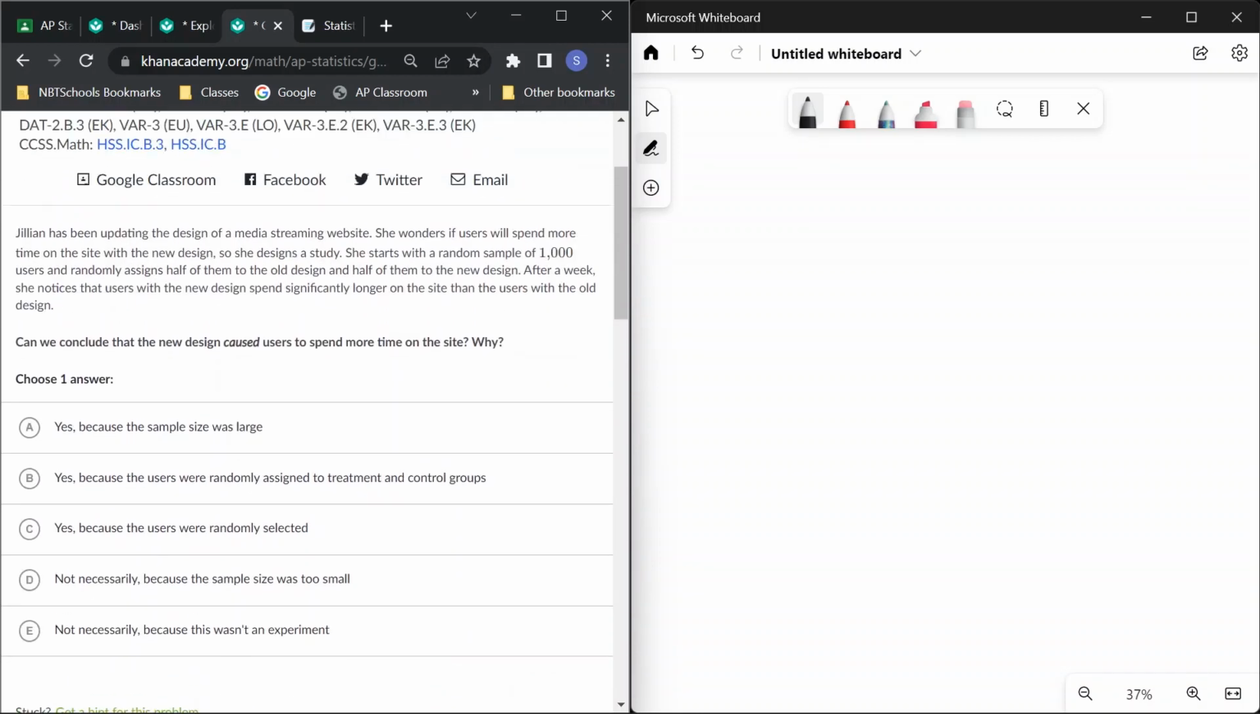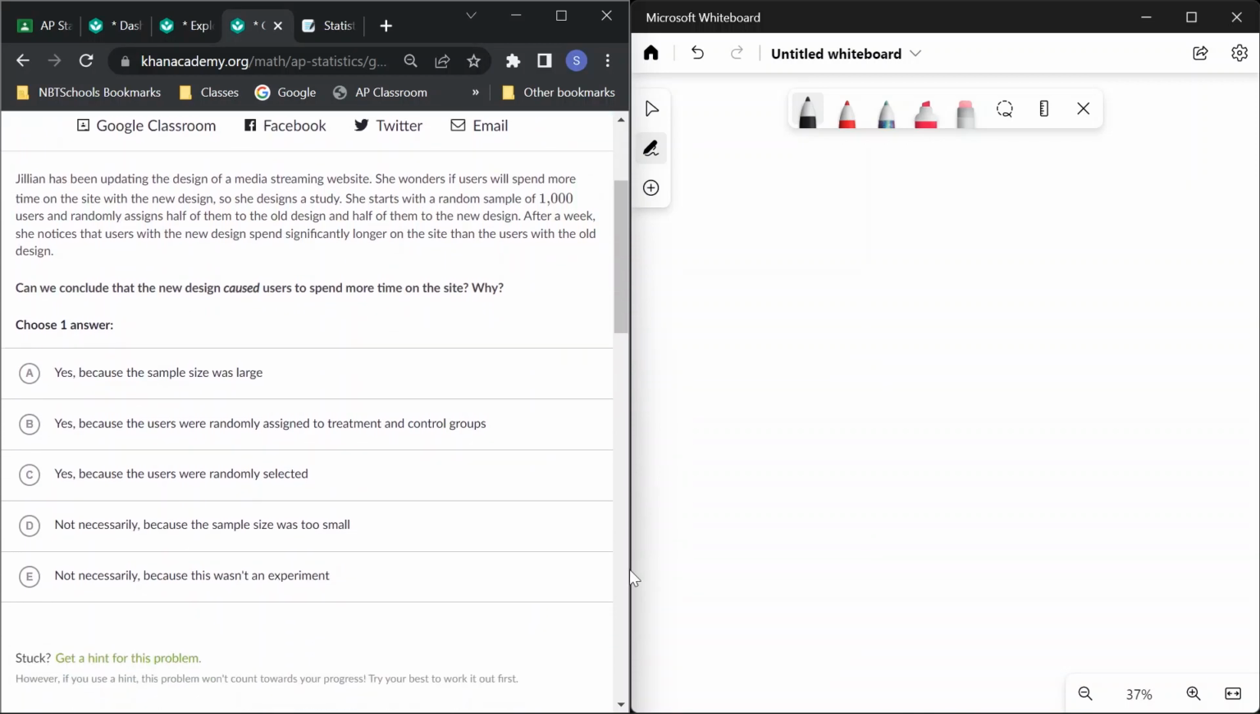Okay. Jillian has been updating the design of a media streaming website. She wonders, I love these website problems. It's so relatable. Okay. She wonders if users will spend more time on the site.